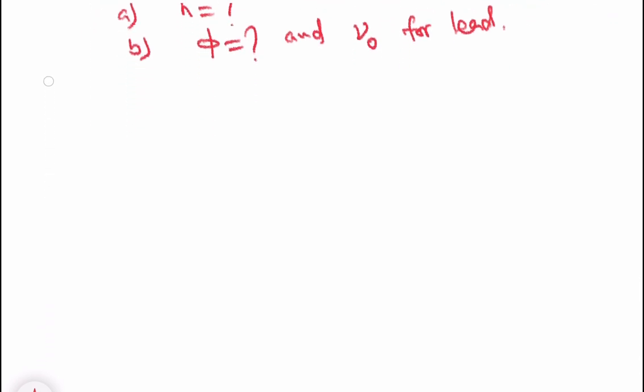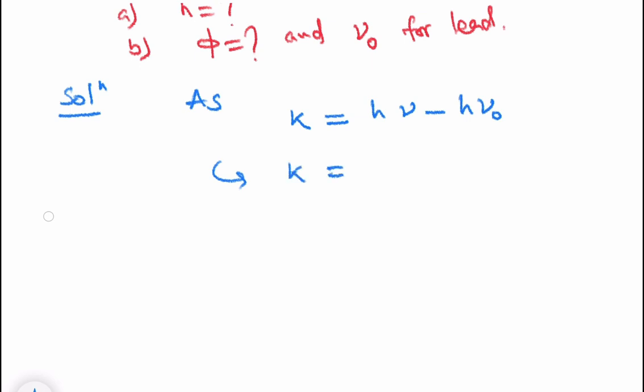So let us solve this. As we have discussed in the video lecture on photoelectric effect, kinetic energy of the electron will be given by h nu minus h nu naught, where h is the Planck constant, nu is the frequency of incident radiation and nu naught is the cutoff frequency, which further can be written as K is equal to hc by lambda minus hc by lambda naught.